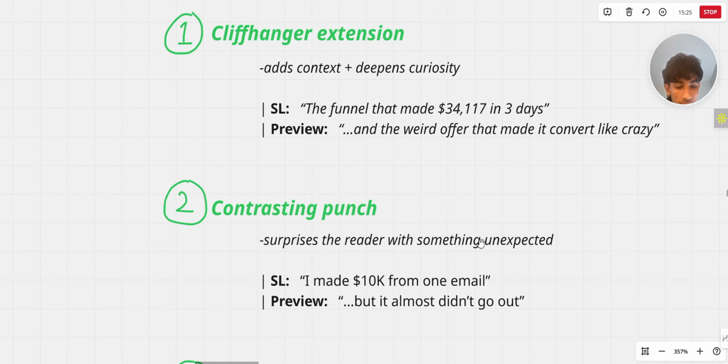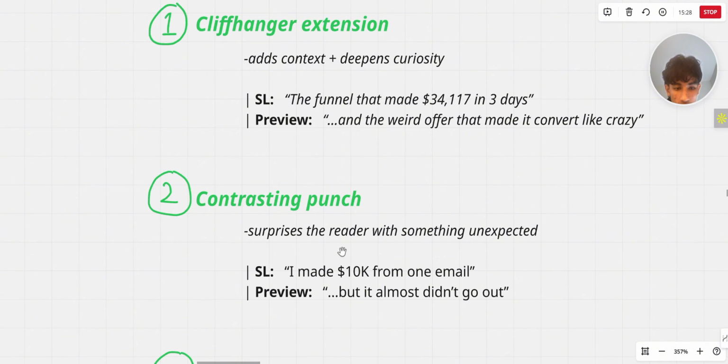And this is about to be even further emphasized in these last two. For example, number 2, contrasting punch. This is where you surprise the reader with something that's unexpected. Your subject line could be something like, I made 10K from one email. But the preview is, but it almost didn't go out. Or I made 10K from one post, but it almost got me banned. You're surprising your reader with something unexpected, something contrasting to what you said in the subject line, because that makes their brain stop and it makes them think, what is he talking about here?